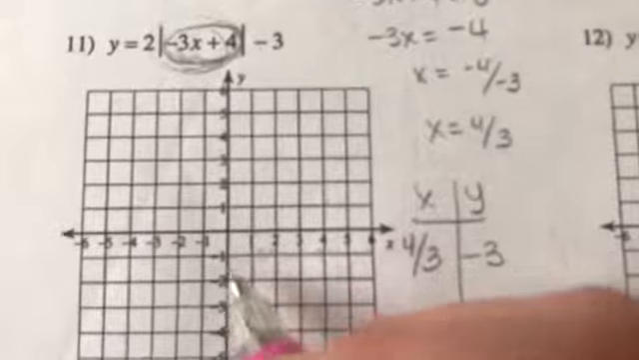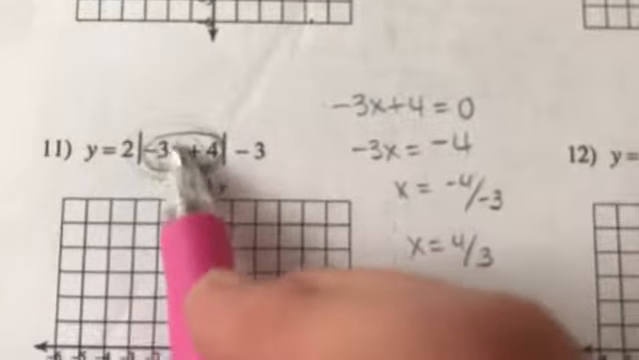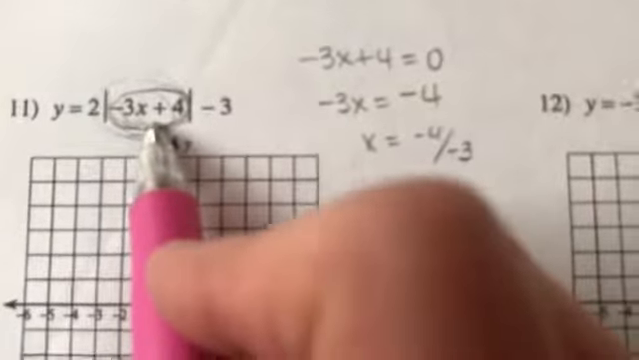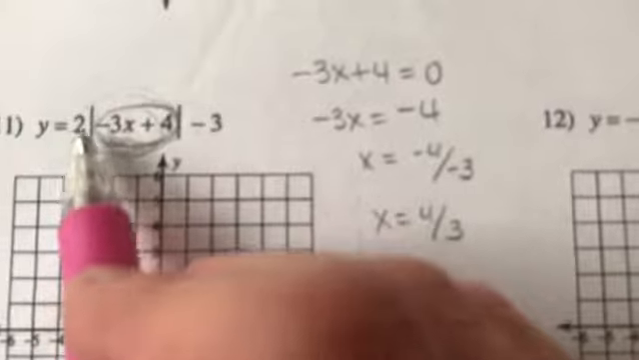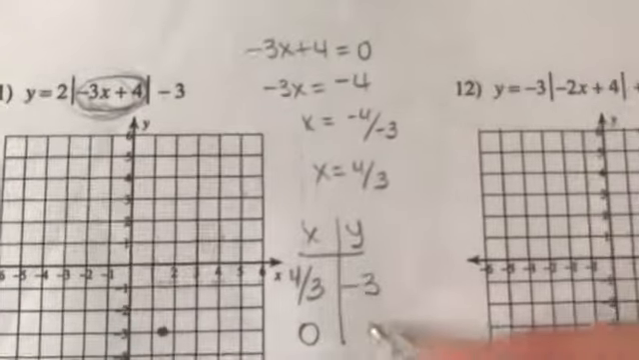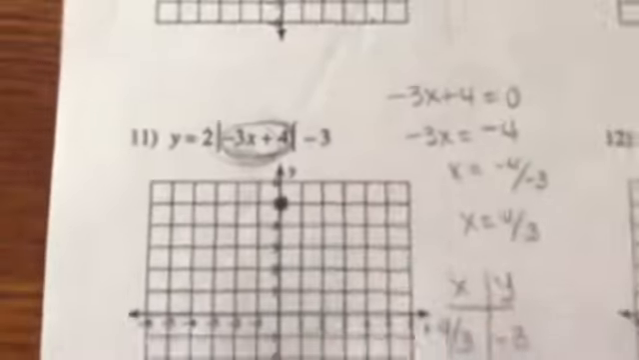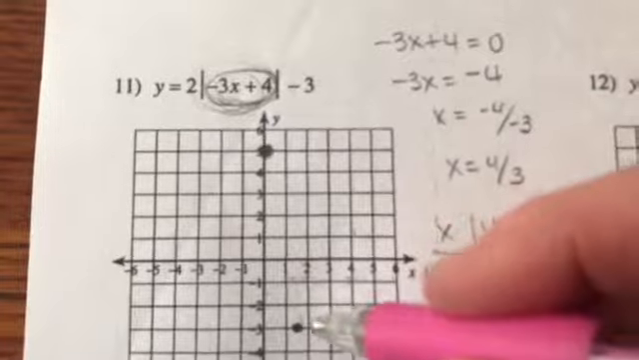And obviously one of my favorite points is 0, so let's plug it in. Negative 3 times 0 is 0. 0 plus 4 is 4. And the absolute value of 4 is 4. 4 times 2 is 8. 8 minus 3 is 5. So there's my point, 0, 5. I'm looking through my phone, and I think that's 0, 5 right there. Okay, I know this is symmetrical, but that's a weird point.